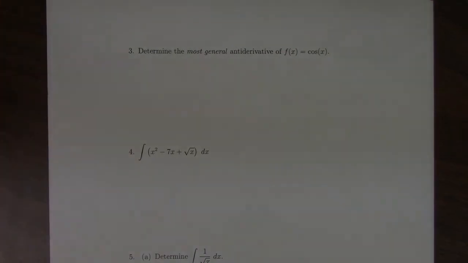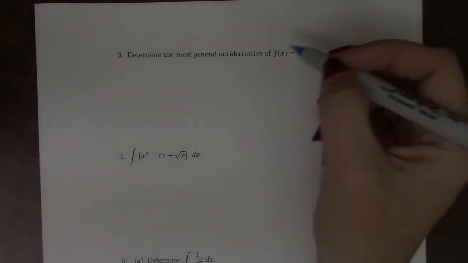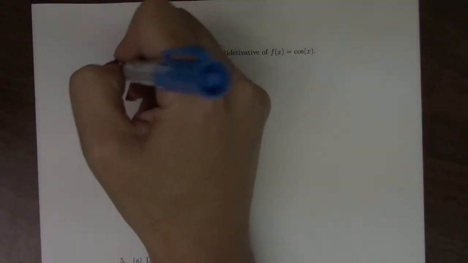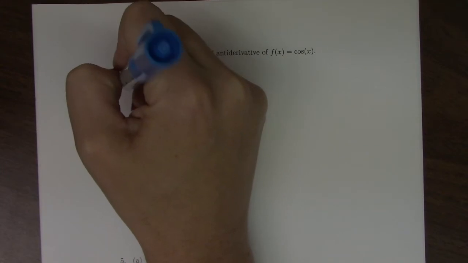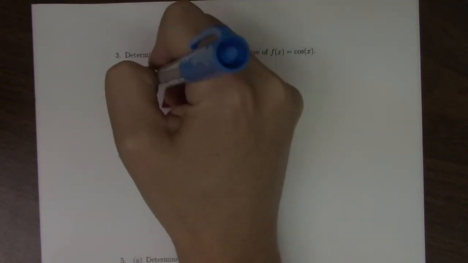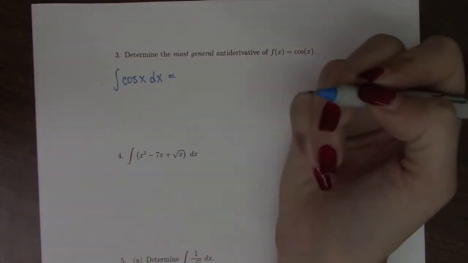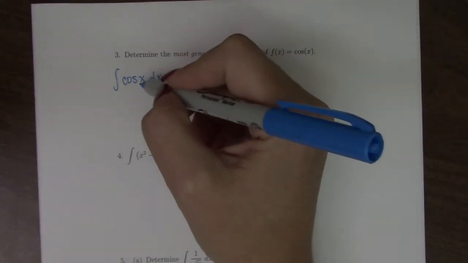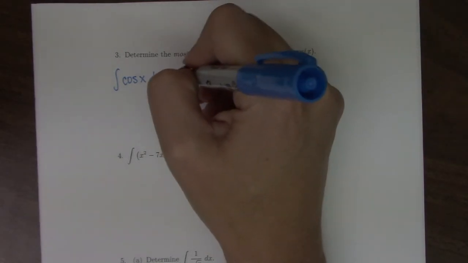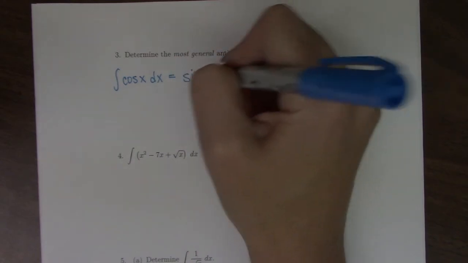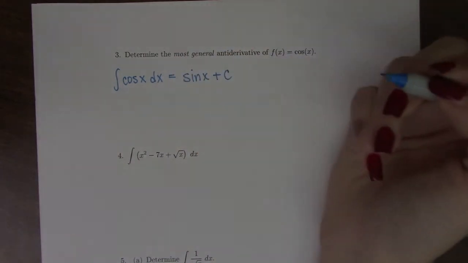Problem 3 says find the most general antiderivative of f of x equals cosine x. So once again, I need to make sure I have my constant of integration. If we take the integral of cosine of x dx, well, the derivative of sine is cosine. So sine of x plus c.